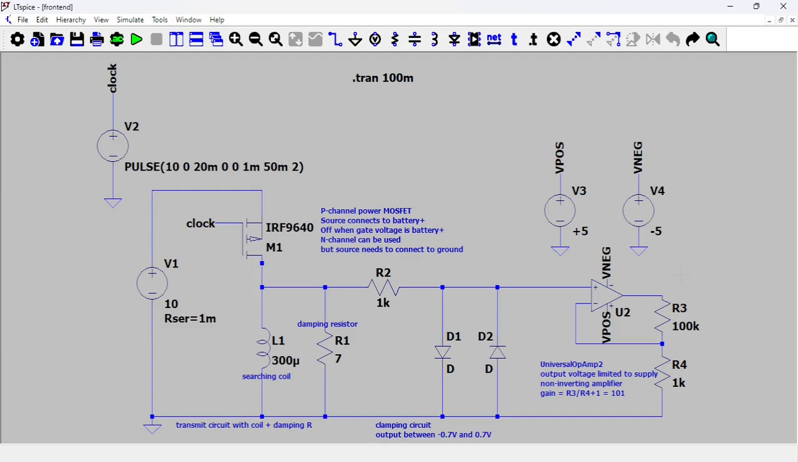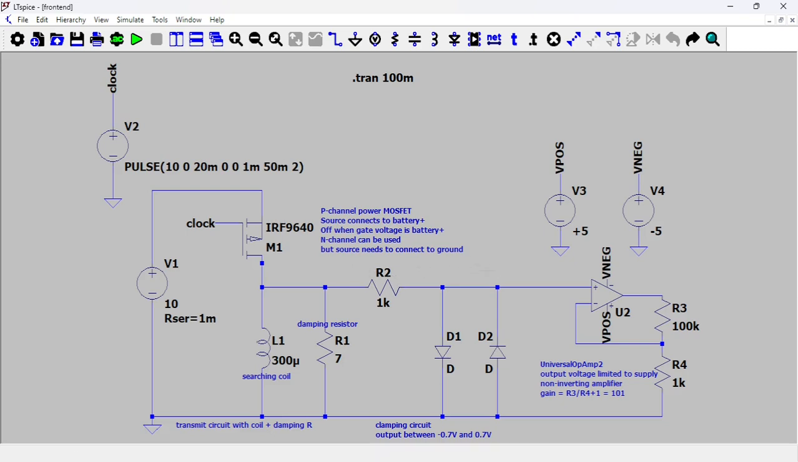Okay, so this is part two of a series of videos about pulse induction metal detectors. What you see here is basically what is called the front end. If you look at this part from here to there, I went through this in the previous video. So what is new is what's to the right of the damping resistor.